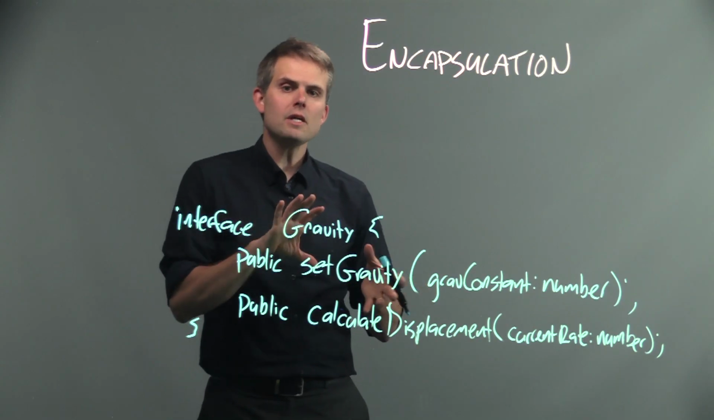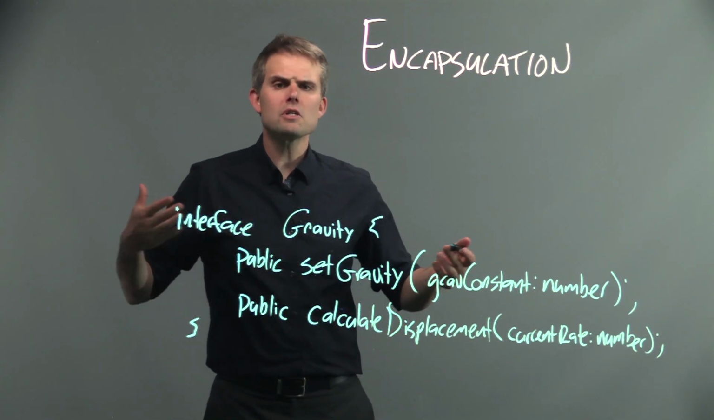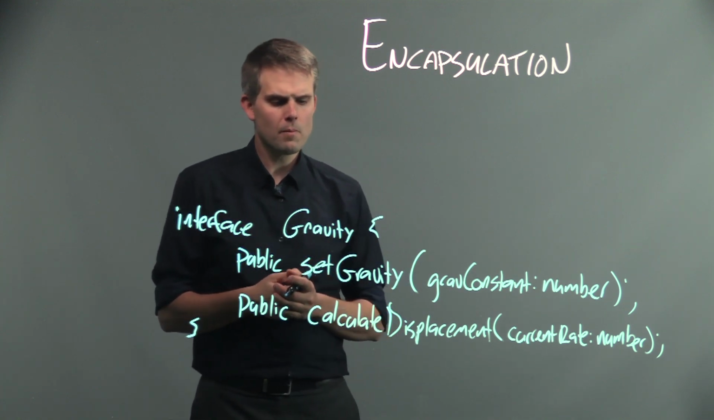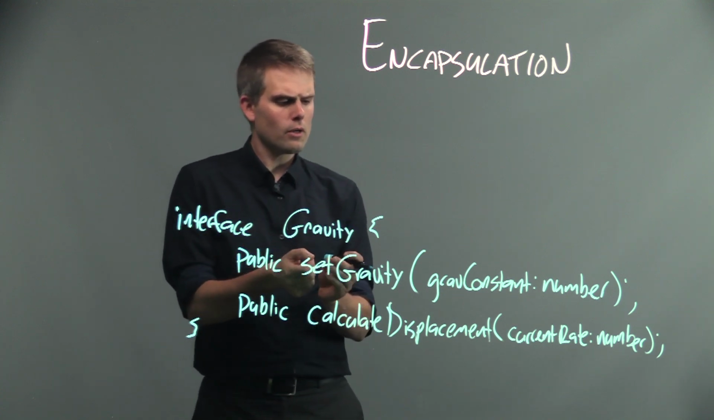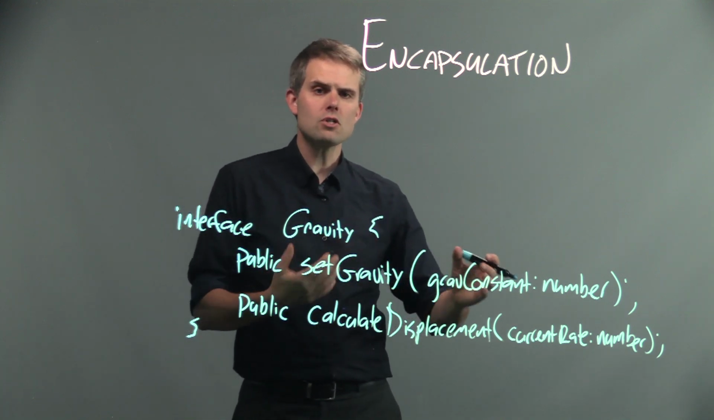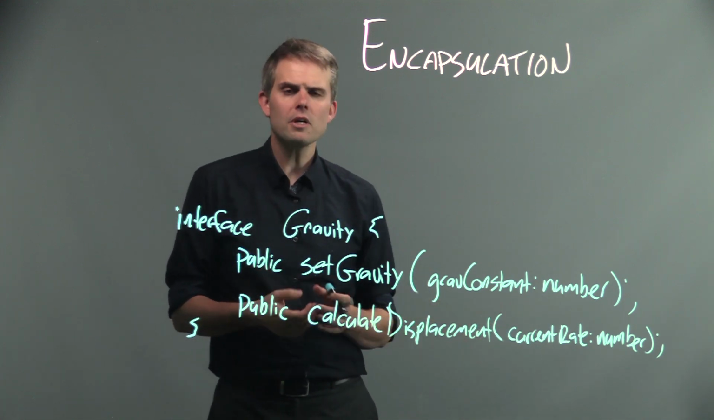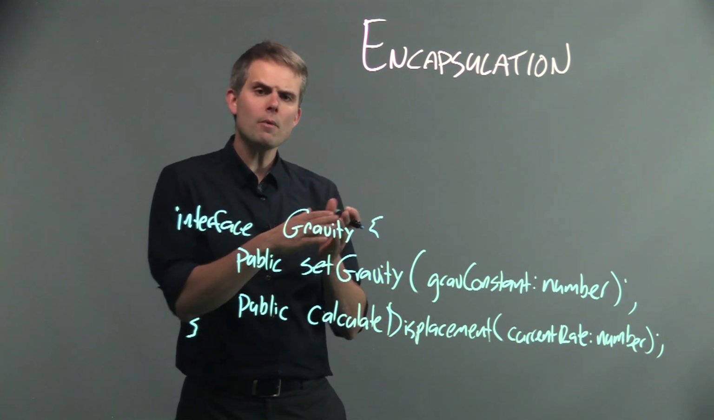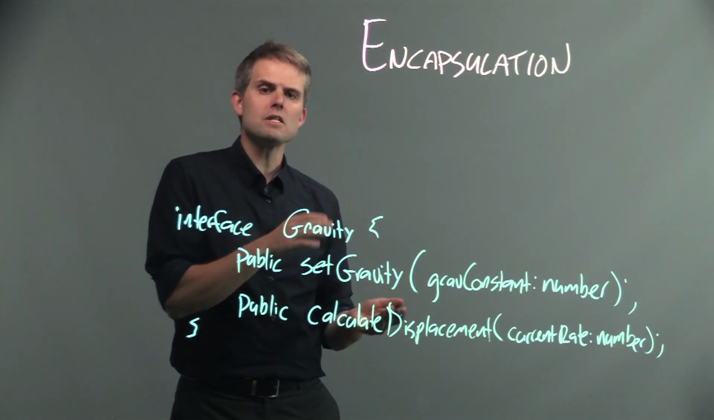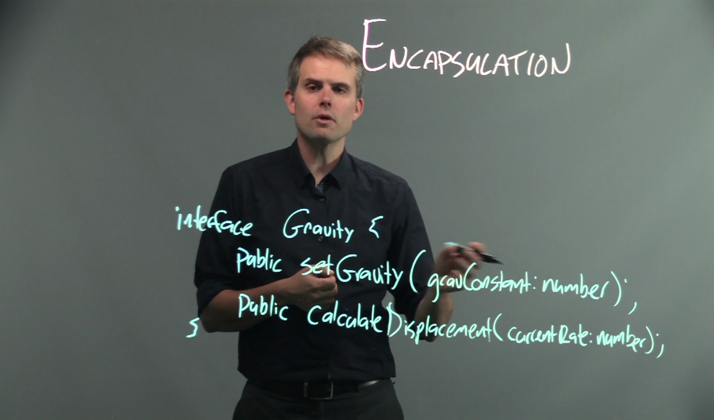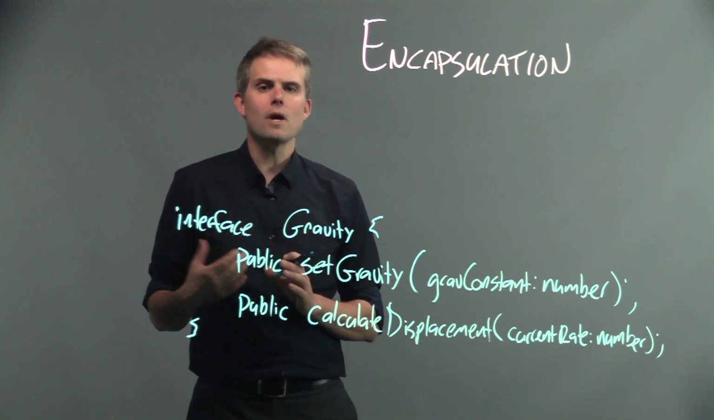So what the gravity interface has allowed us to do is encapsulate this notion of gravity all within one part of the system. Right, so the level can call set gravity to set the gravitational constant for that level, but Mario can also interact with calculate displacement directly to figure out how much he's moved vertically through a level as he falls. But when Mario is making this call, he doesn't need to know anything about the gravitational constant. This has all been abstracted away.